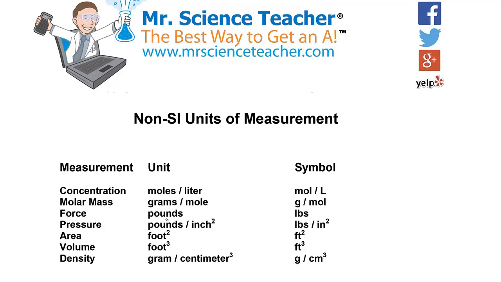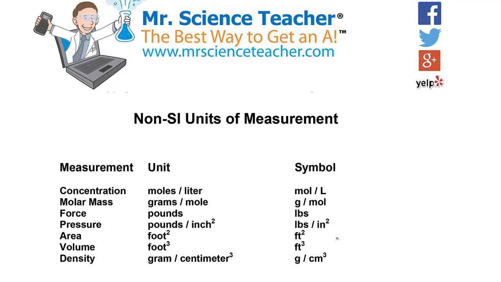Sometimes force is given in terms of pounds. The SI unit of force is the Newton, but the non-SI would be the pounds. Pressure. We're familiar with pressure being pounds per square inch. The SI unit of pressure would be newtons per meter square. So we're familiar with some of these units because of the English system. The rest of the world, like everybody except the United States, uses the metric system. The United States holds on to the English system.